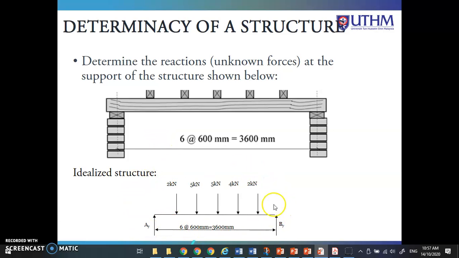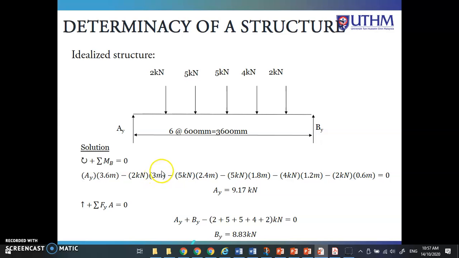So we need to solve this in order to determine the reactions. Maksudnya kita kena selesaikan macam mana nak cari reaction dekat Ay dan juga By by using the equilibrium condition. So kita buatlah summation. Kalau kat sini saya assume semua dah tahulah ya macam mana nak kira moment. Summation of moment at B is equal to 0.